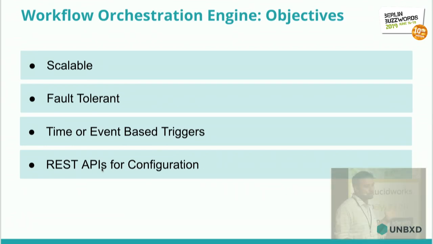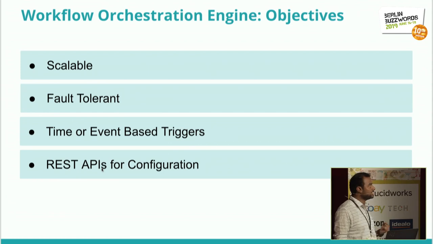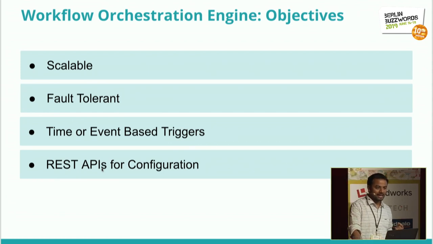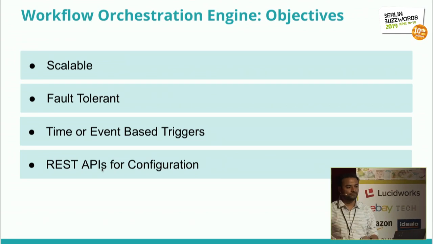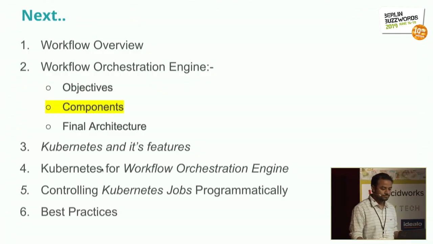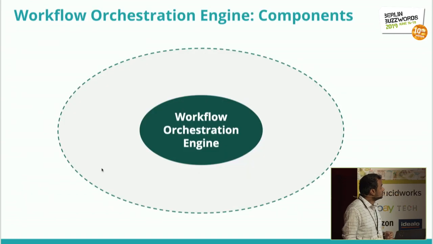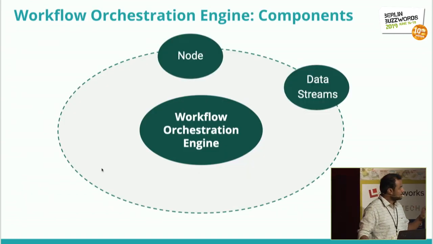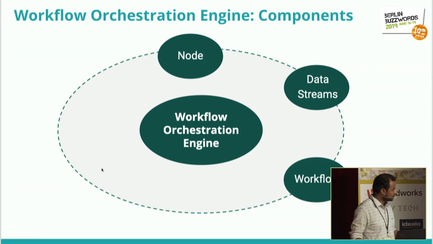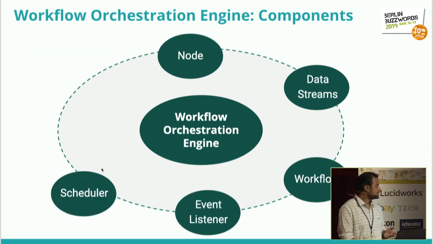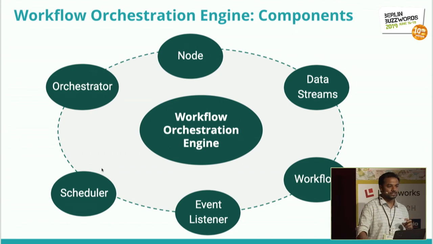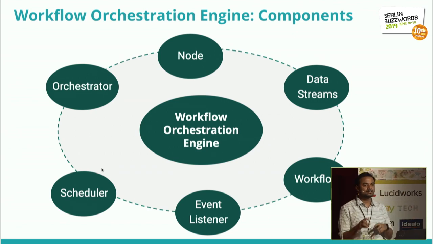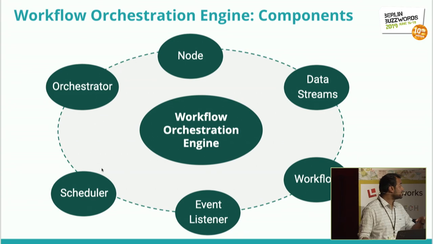These are the primary objectives we'll be looking at. It should be scalable and fault-tolerant. It should enable time or event-based triggers, and should also expose REST APIs for workflow configuration. The components of the engine are going to be a node, data streams, the workflow itself, event listeners, scheduler, and the orchestrator. We'll have a look at each of these components in detail in the coming slides.